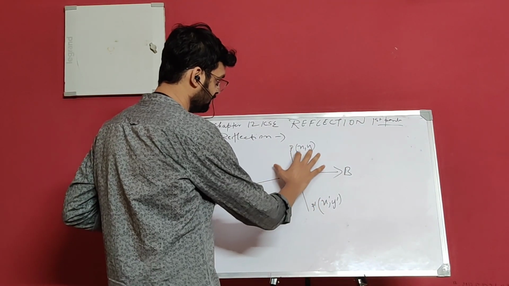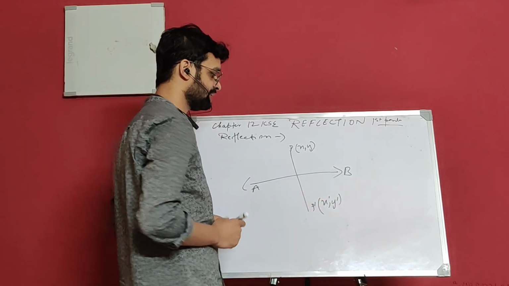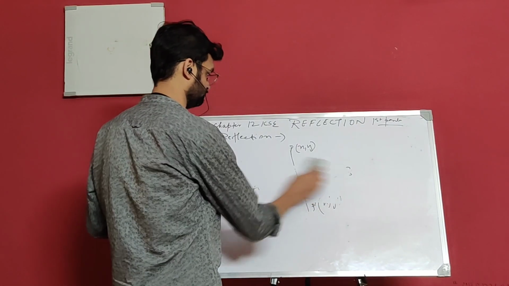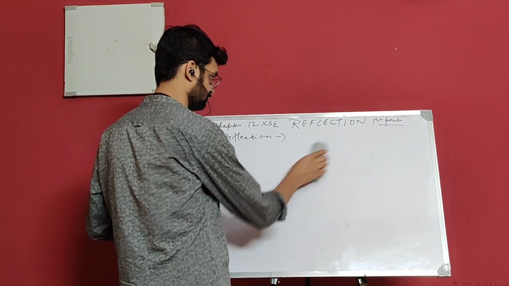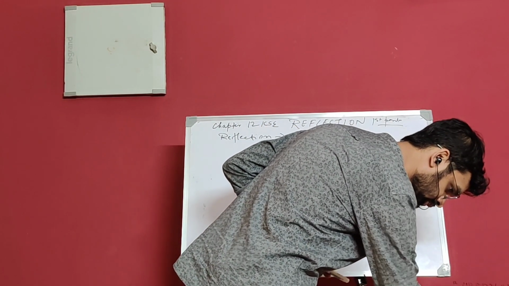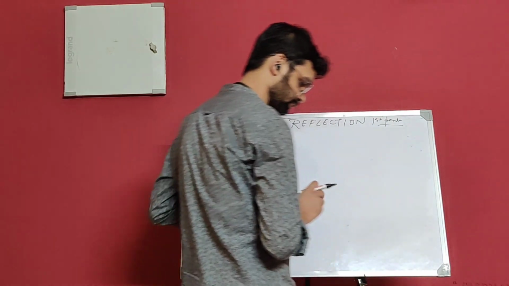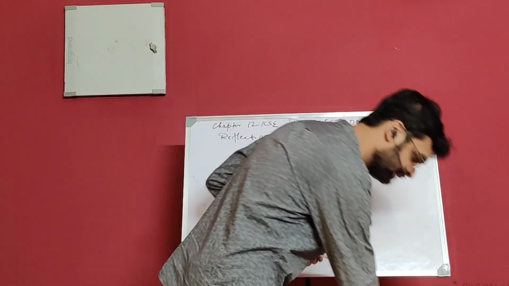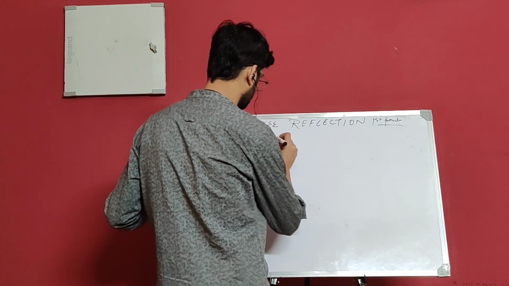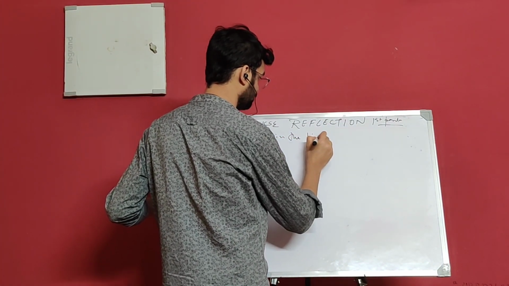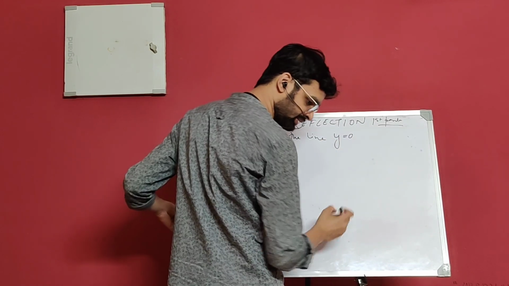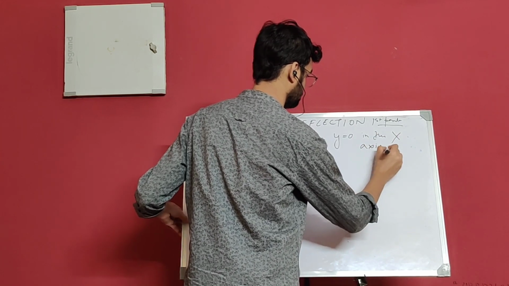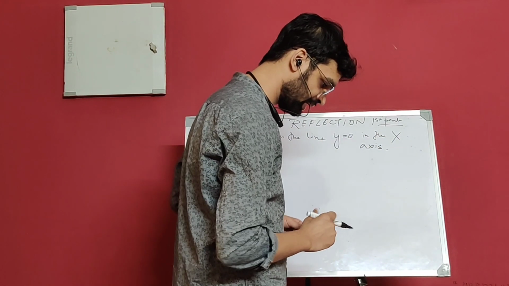Here I can say P is the object and P dash, that is x dash y dash, is the image. Now we will find the reflection in the line y comma 0. That is nothing, that is in the x axis. We are finding that reflection in the line x axis.